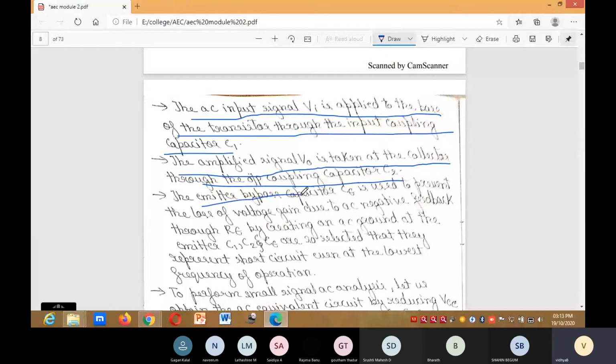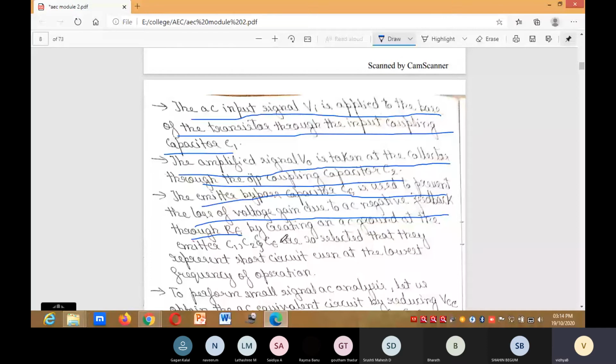The emitter bypass capacitor CE is used to prevent the loss of voltage gain due to AC negative feedback through RE by creating an AC ground at the emitter. C1, C2, CE are selected such that they represent a short circuit even at the lowest frequency of operation. The emitter bypass capacitor CE is used to prevent the loss of voltage gain. Due to what? Due to AC negative feedback through RE.